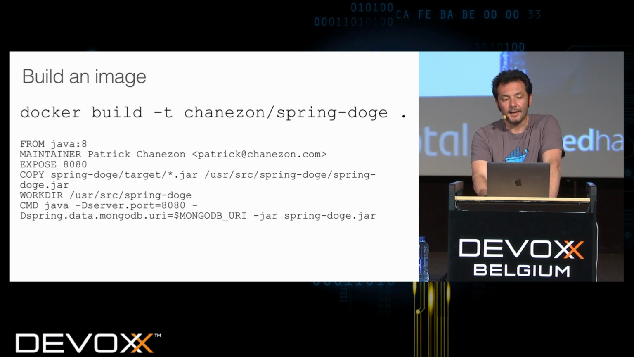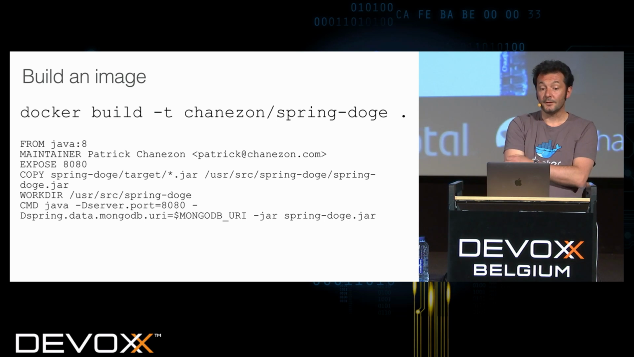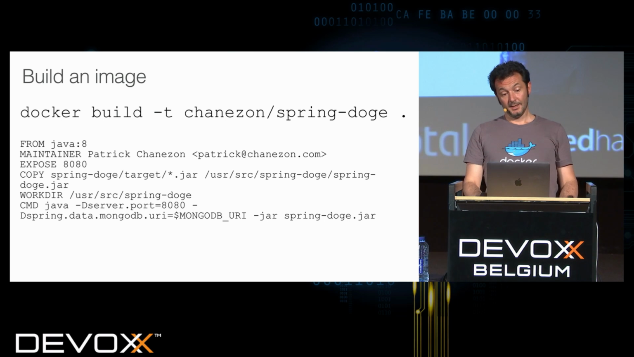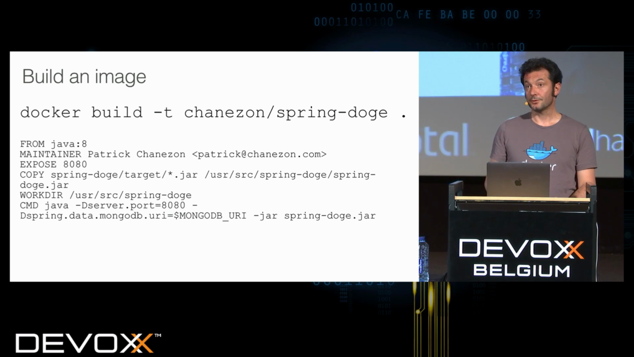Then here I have compiled my jar already. So I have used a Maven container to compile my jar. So I just copy the jar inside of the container in a specific location. I switch to that working directory. And then my command when I do a Docker run of that container is Java. I pass the port that I expose, and then I pass the MongoDB URI that I need to pass as an environment variable, and then -jar with the Spring Doge jar.